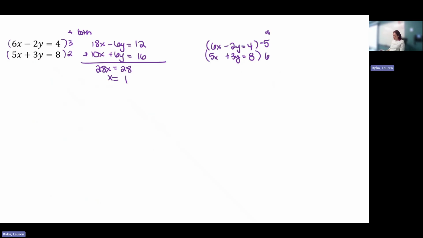I can then take that back here. Let's use the bottom one this time. So 5 times 1 plus 3y equals 8. 5 plus 3y equals 8. Subtract 5. 3y equals 3, and y equals 1. 1 comma 1.